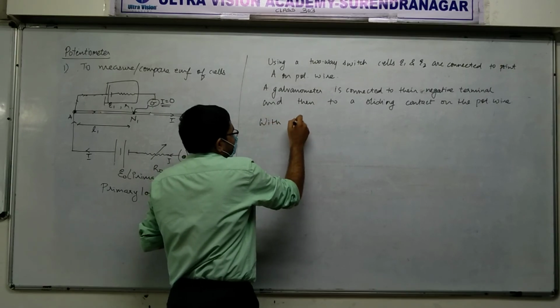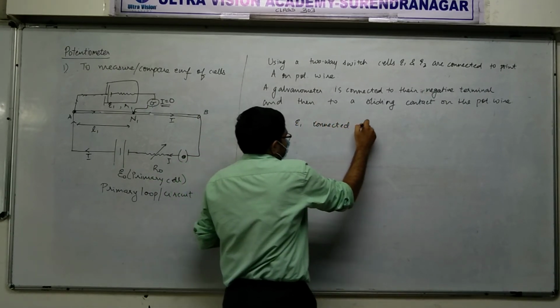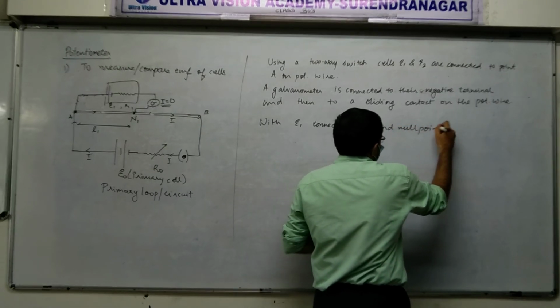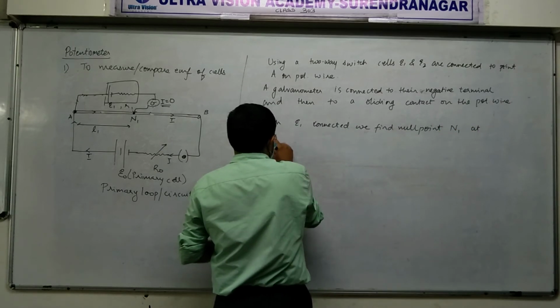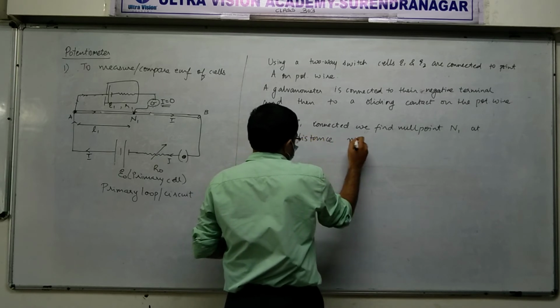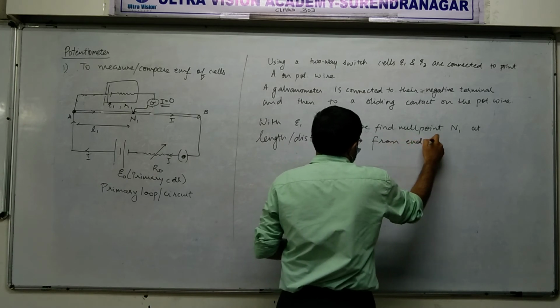With epsilon 1 connected, we find null point n1 at length or at distance L1 from end A.